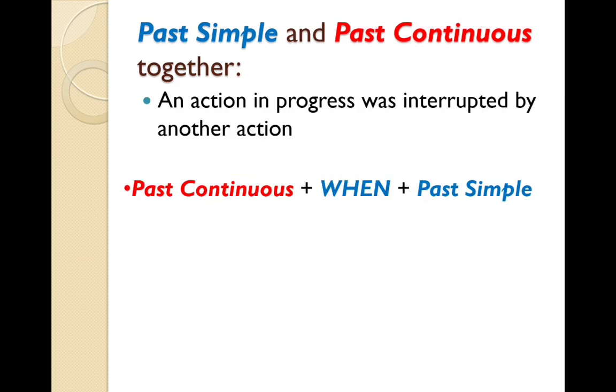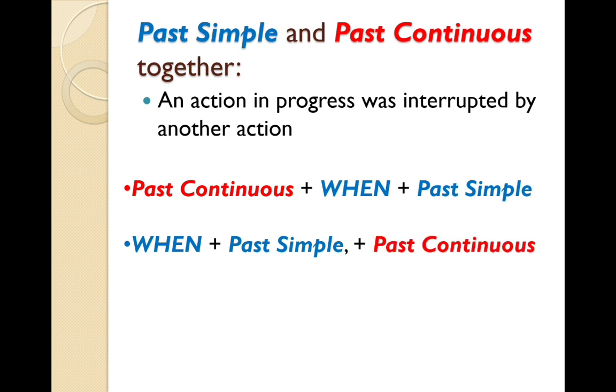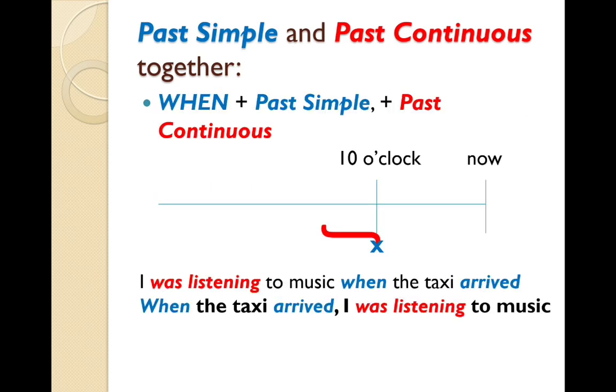We can also start with when, plus the past simple, plus a comma, and then the past continuous. If we start the phrase with when, it's important to use the comma before the past continuous. When the taxi arrived, I was listening to music. The meaning is the same as the previous phrase. I was listening to music when the taxi arrived. Only the structure is different.